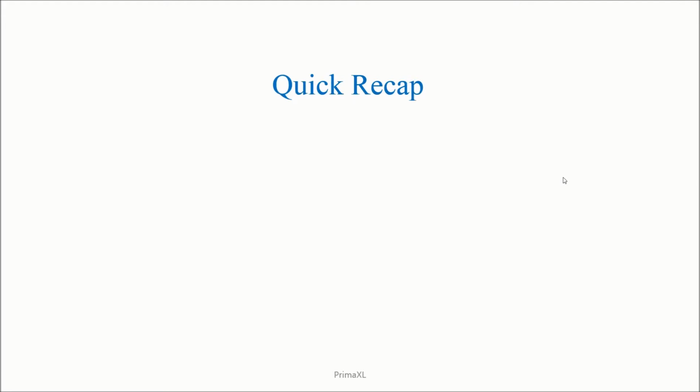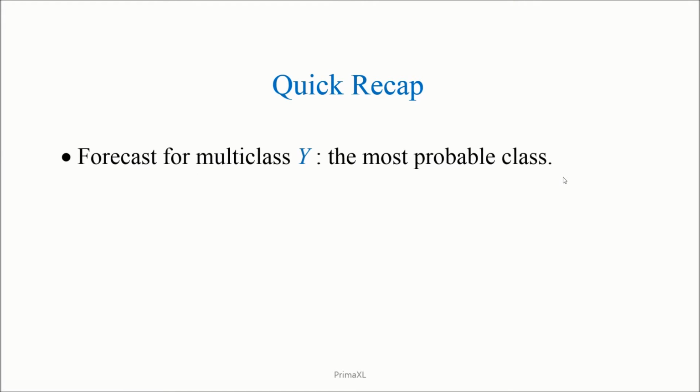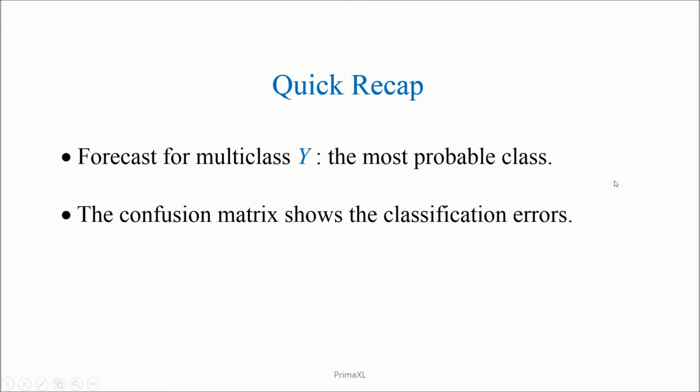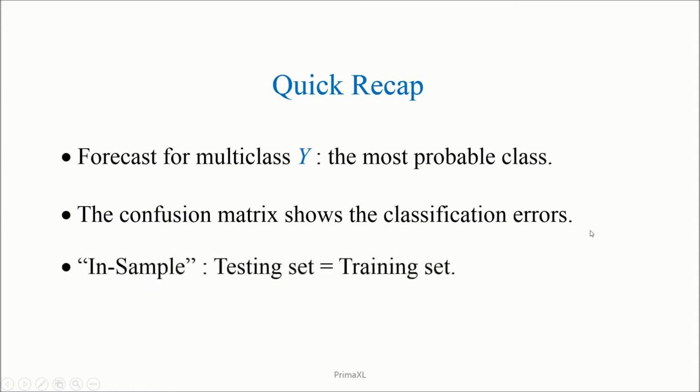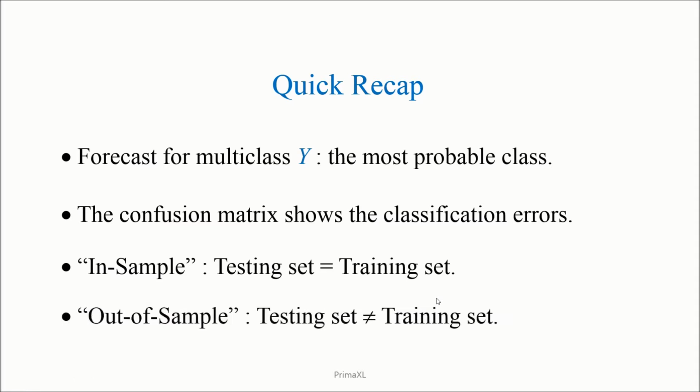When we forecast for the multiclass dependent variable, we are comparing the probabilities and picking the most probable class. The confusion matrix contains the information about the classification errors. There is the so-called in-sample testing, where the testing set is the same as a training set. The purpose here is to validate the classification model. In contrast, the out-of-sample testing is where the testing set and the training set are different. The purpose is to generalize the classification model.